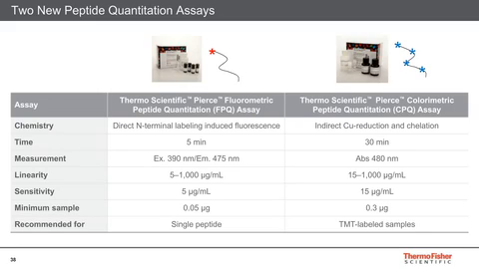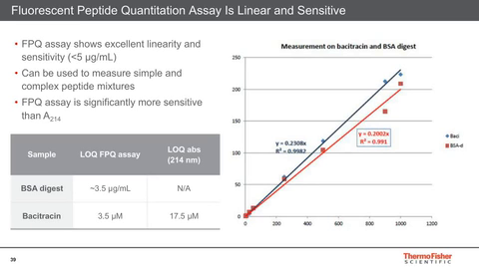In contrast, the colorimetric peptide assay uses indirect copper reduction and chelation chemistry, which is similar to microBCA. Because of this chemistry, it requires a 30-minute incubation to develop the color and can be read on any microplate reader with UV-Vis filters or the NanoDrop. This assay, because of its indirect chemistry, can also be used to detect TMT-labeled peptide samples.